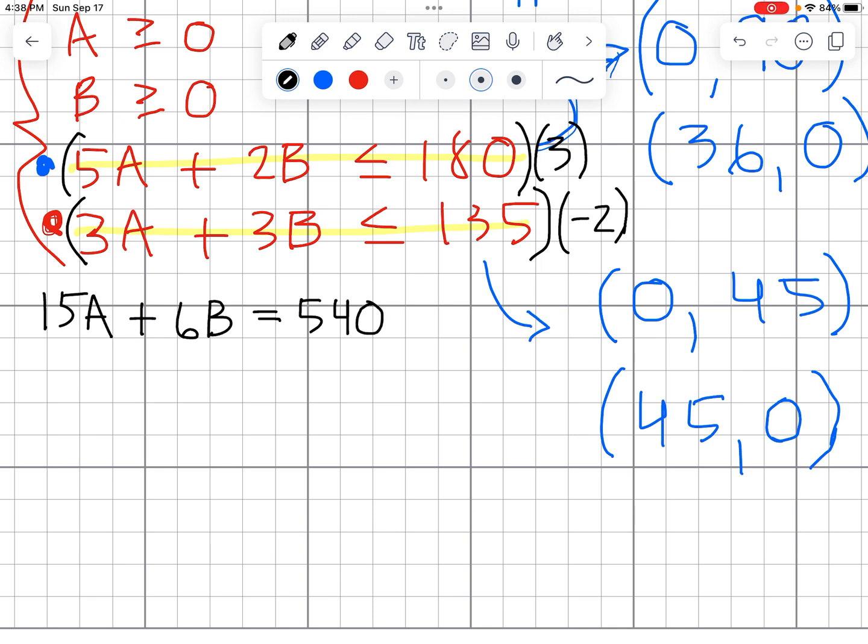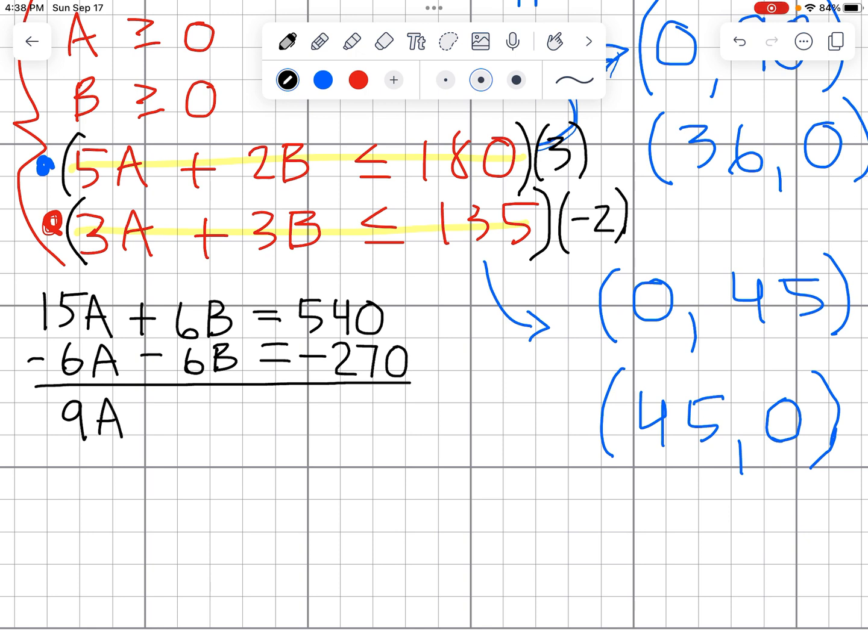So then I'll distribute a negative 2 to the bottom inequality, but I'm going to treat it like an equation again. And I get negative 6a minus 6b is equal to negative 270. And I have the opposites in the b column, so I can now add my columns like we've learned. So I get 9a, the b's eliminated, I'm not going to write 0 there, equals 270. And when I solve, I'll just divide by 9, and I get a equals 30.